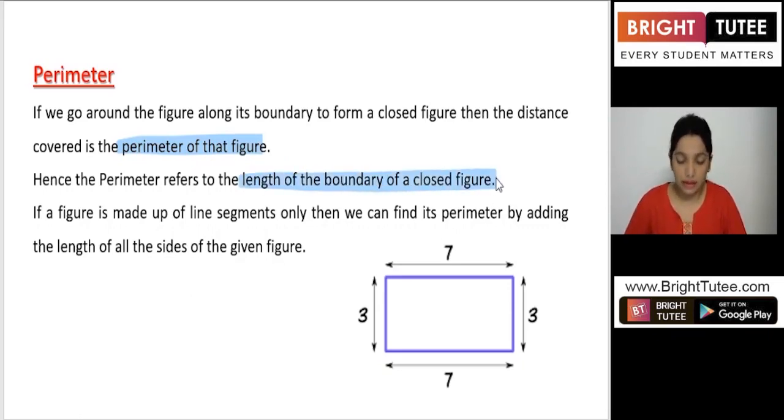Clear? Now, if a figure is made up of line segments, say we are looking at a particular polygon made up of only line segments, then we simply calculate the perimeter by adding the lengths of all the sides.